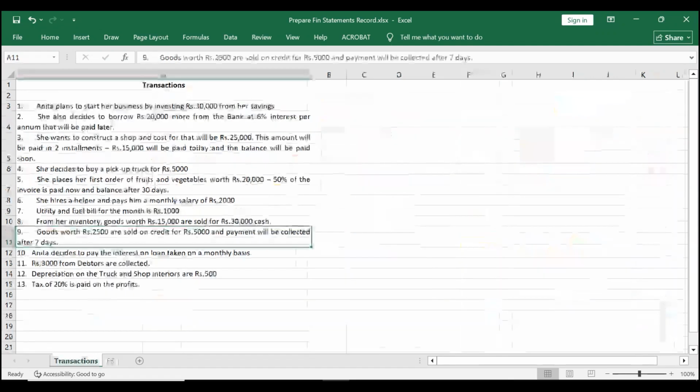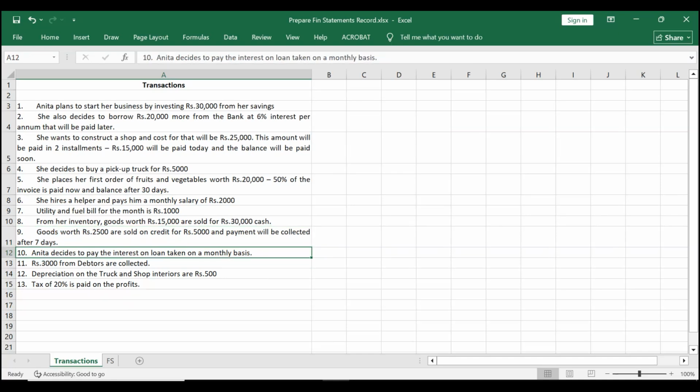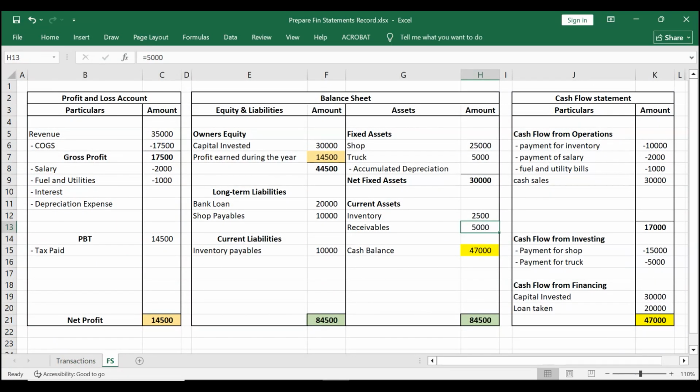So now we have inventory balance of 2,500 and we have receivables of 5,000. Next transaction. Anita decides to pay the interest on loan taken on a monthly basis. So let's do the calculation over here. Interest equal to minus. She has taken a loan of 20,000. Multiply by the rate is 6%, so 0.06. This is for the entire year, so divided by 12. And the interest amount is 100. Now, paying interest can be recorded as operating activities or financing activity. I will record it under operating activities over here. So, spacebar minus interest pay minus 100.